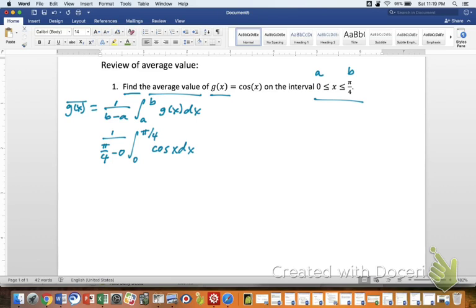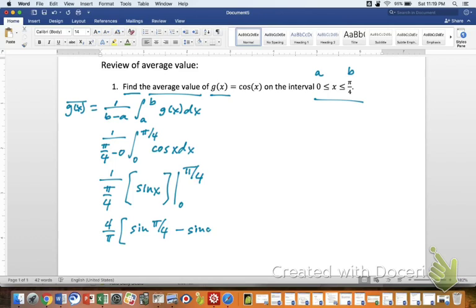To evaluate this, we need to use the fundamental theorem of calculus part 1. I'm just going to have this 1 over pi over 4 hanging out here. To evaluate the definite integral, I need to find my antiderivative first. The antiderivative of cosine is sine, and this is evaluated from 0 to pi over 4. Using the fundamental theorem of calculus part 1, I'll copy and flop this if you don't mind. It'll be 4 over pi times sine of pi over 4 minus sine of 0.